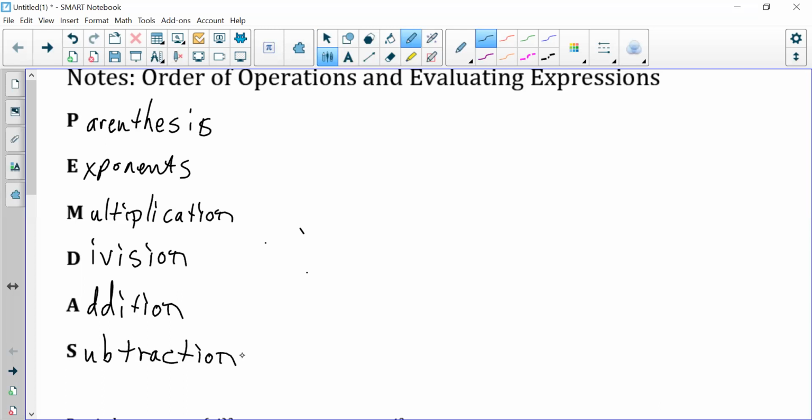All right, and this just simply tells us the order that we work an algebraic expression out in. The first thing we do is parentheses. The second thing we do is exponents, always working from right to left. The third thing we do is multiplication and division from left to right, and then addition and subtraction from left to right. All right, let's look at some examples here.